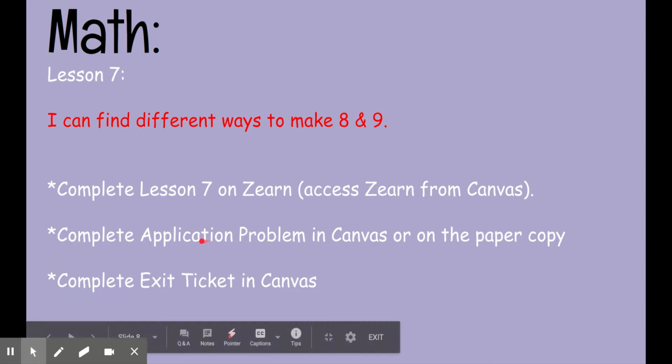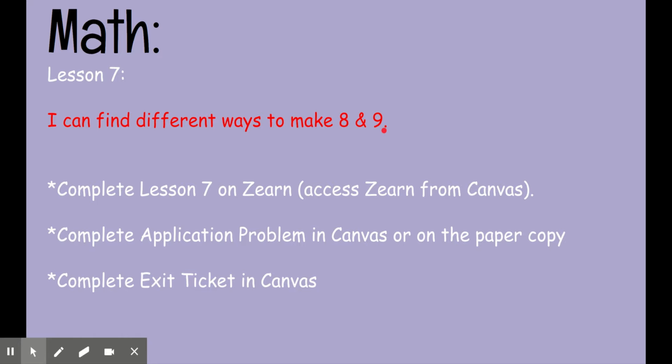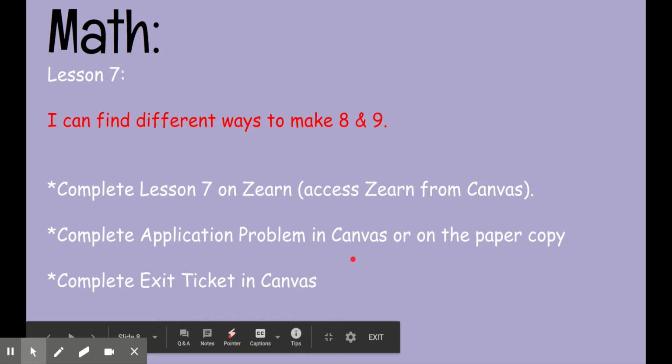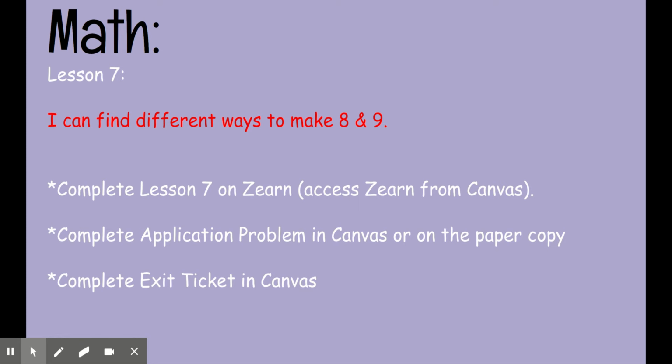In math, we're going to do lesson 7. And lesson 7 focuses on how to find different ways to make 8 and 9. So in order to be able to do this I can statement, we have 3 tasks. So the first one is we're going to complete lesson 7 in Zern. And then after that, I want you to complete your application problem, and you can do that on the paper copy or in Canvas. And then you're going to complete your exit ticket, and that's going to be your proof to show me that you understand our learning for today. So that will be done in Canvas, and then boys and girls, make sure you submit that by sharing that with me.